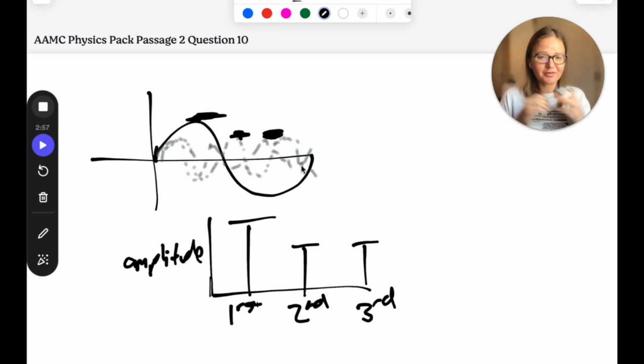So key takeaways, remember that the frequency of oscillation increases as you increase each harmonic, and amplitude is just the displacement of the curve, the distance of the curve from the x-axis.